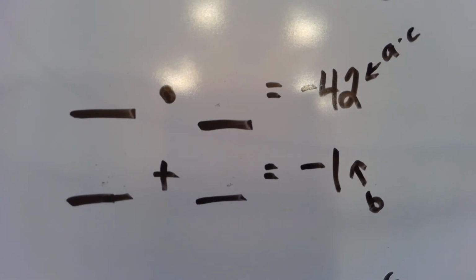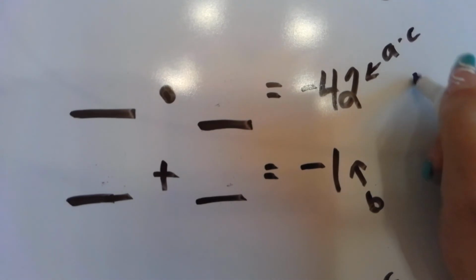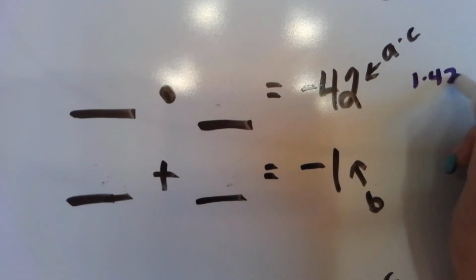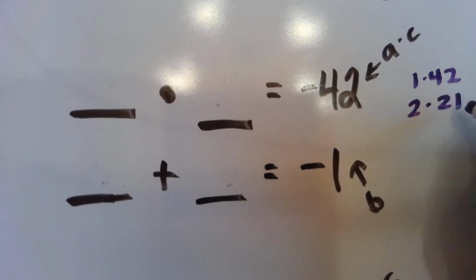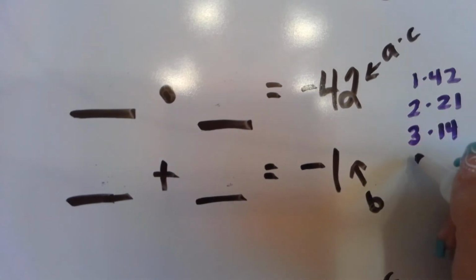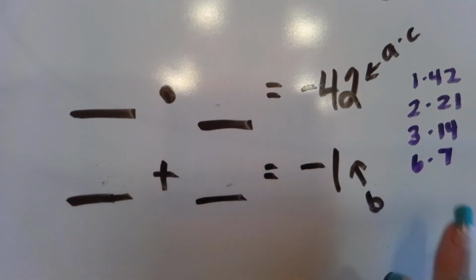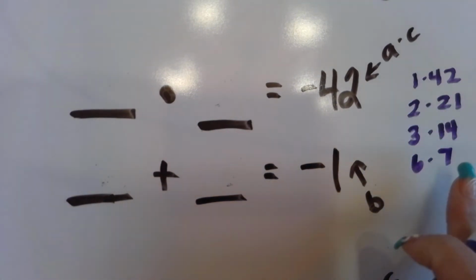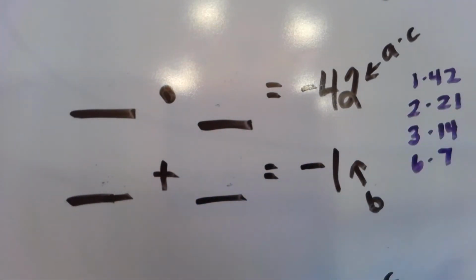So let's think about all of our factors of 42. Let's just start there. We've got 1 times 42. We've got 2 times 21. Let's keep going with it. 3 times 14. We've got 6 times 7. And that's all we can do. These are the only sets of numbers that multiply to be 42.